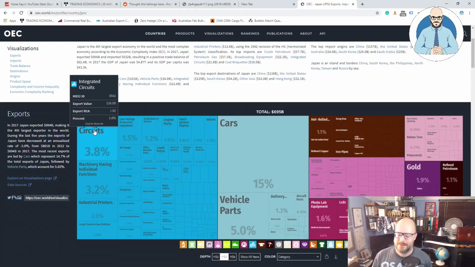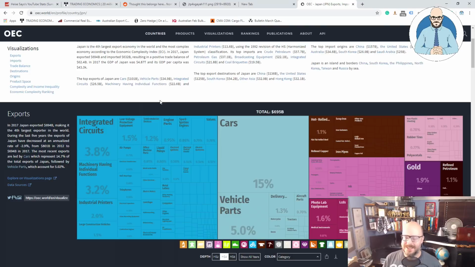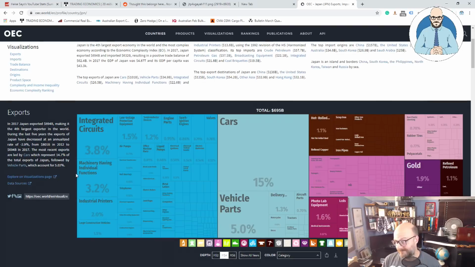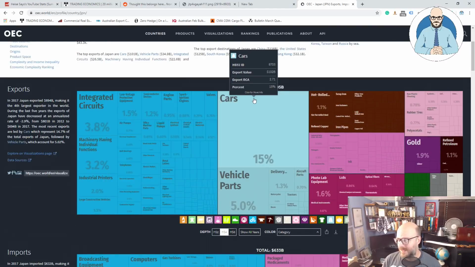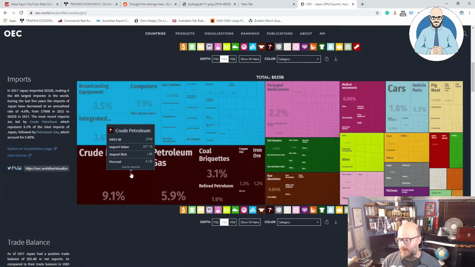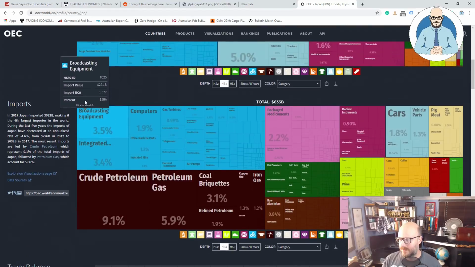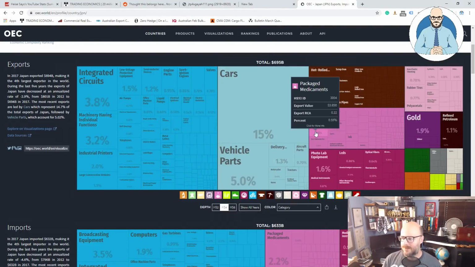Because people in the comments are saying, Australians, we can build everything we need. No, we can't. Can you get a silicon chip built in Australia? Can you get an integrated circuit built in Australia? All these manufacturers that are saying Australian made, all the components are still coming from overseas, like all the chips, all the circuits. Cars, 15%. And look at what they're importing. Crude petroleum, broadcasting equipment. I mean, there you go.